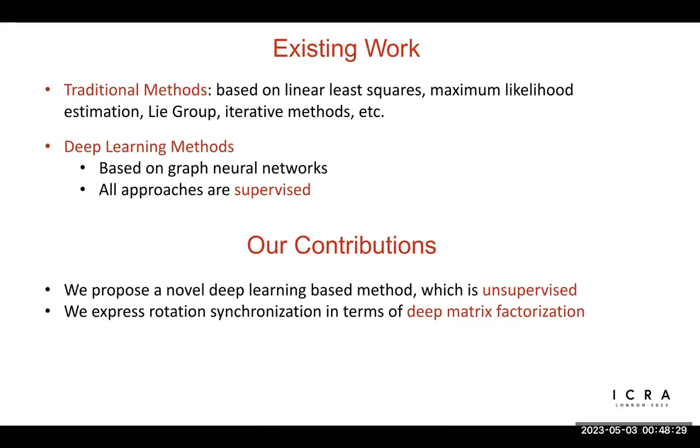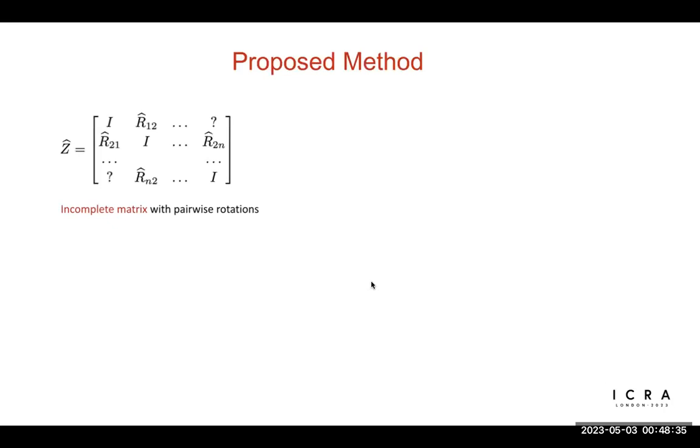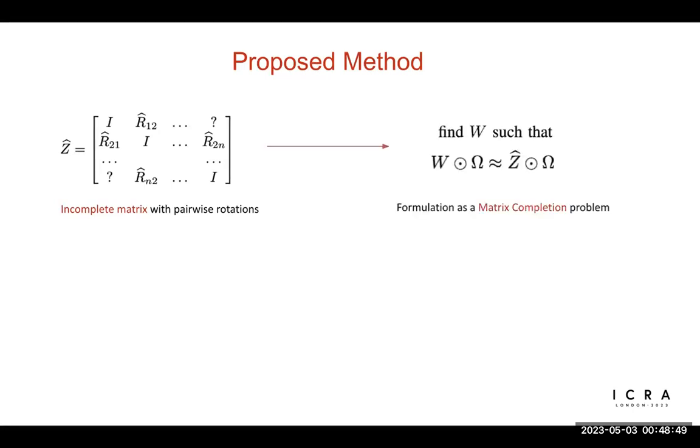We view this task as a matrix completion problem and address it via deep matrix factorization. In our approach, we have a partial matrix which contains observed relative rotations. Our objective is to find the complete matrix with the missing observations and at the same time denoise the observed rotations as well. Hence, this can be viewed as a matrix completion problem. So given a sampling set, the task is to find a complete matrix W that is as close as possible to the input partial matrix on the set of available entries.